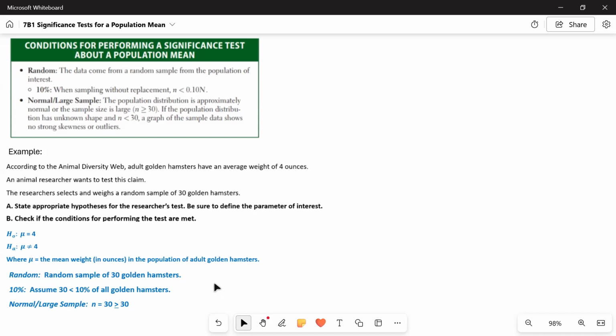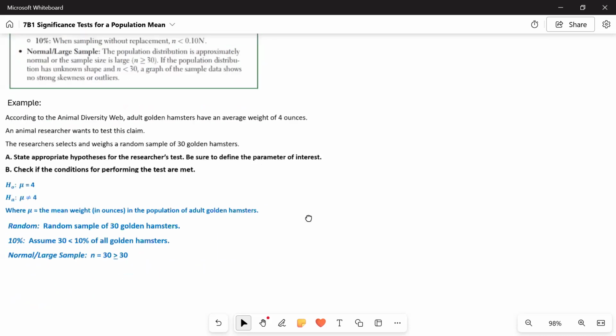So again, remember when you're checking the conditions, you have to specifically state how each condition is met. You can't just write the conditions down and put a check mark next to them.